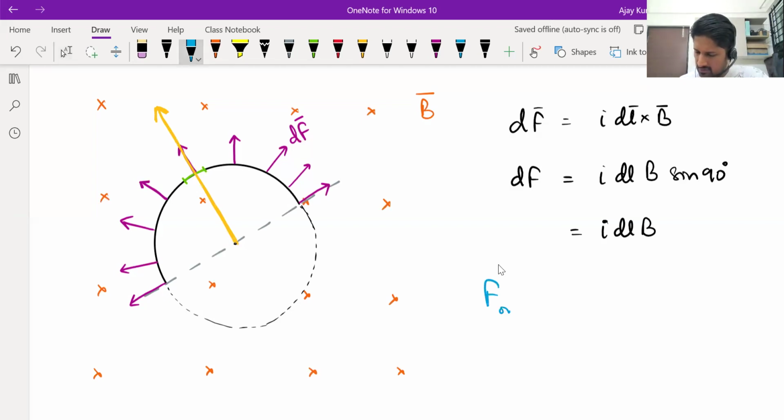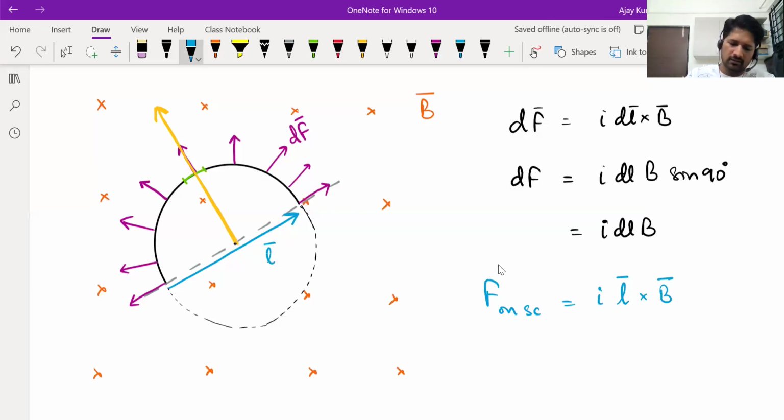Magnetic force on the semicircle will be I L vector of the semicircle cross B. For the semicircle, the L vector will be from here to here. That's the L vector. Magnetic field is into the screen. Then if you do L cross B, your thumb will point in this direction, and this will be the direction of force on the semicircle. We could have told that way also. But last class I told you, you should imagine forces element by element also, not just on the entire system.